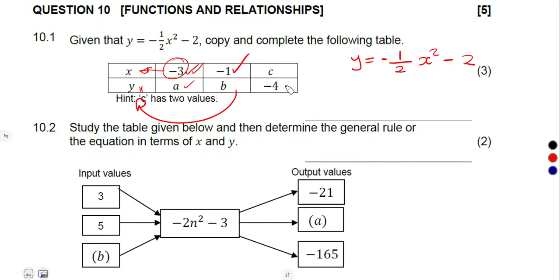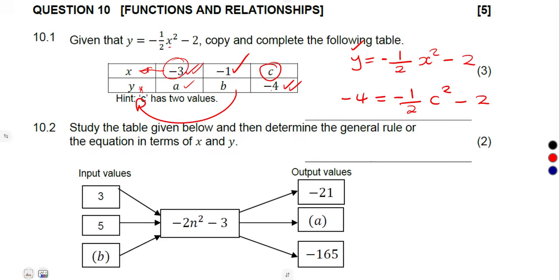Then as for C, it represents the X value, where we have got the Y value, which is what? -4. So we have got the Y value. -4 is equal to -1 over 2 x squared minus 2. So we've got an equation there. So for C, we can just write C in place of x. Remember, in place of x, you can write that one as a C. You can write it as x. It's up to you. So you can solve for C.